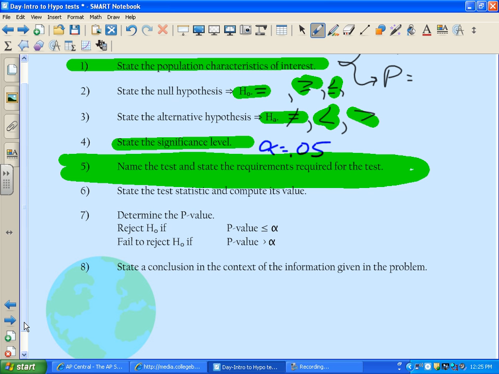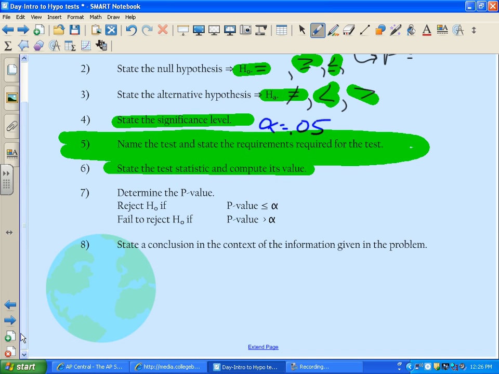Number 6, tell me this test statistic and compute its value. Again, proportions are going to go with what statistic? Z. And means are going to go with T. So is it going to be Z's or T's? Just like our confidence intervals were, Z's or T's. This stuff, determine the p-value, reject the null, fail to reject the null. I'm going to get into that a little bit more tomorrow, but I just want to see you guys get these 8 steps down. Once again, determine the p-value. I'll talk about that.